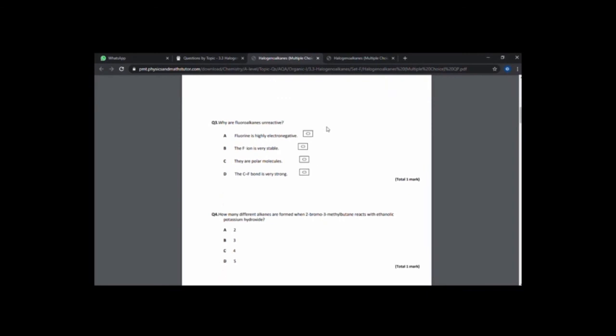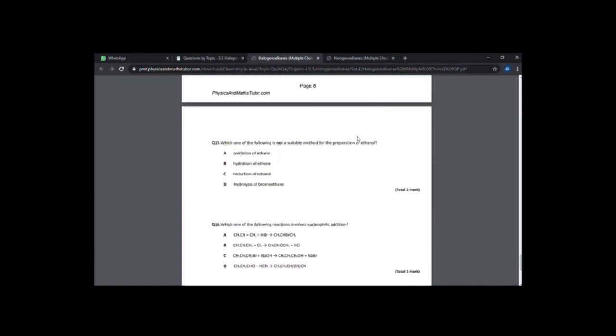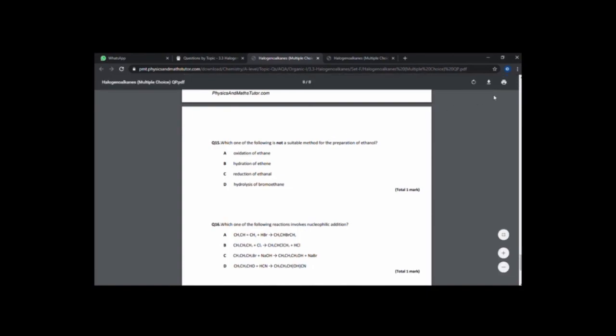For question number 3, why are fluoroalkanes unreactive? The answer is D. The CF bond is very strong. And why is the CF bond very strong? It's because F is very electronegative, so the bond won't easily break. So fluoroalkanes are unreactive. For question number 15, which one of the following is not a suitable method for the preparation of ethanol? The answer is A, oxidation of ethane.